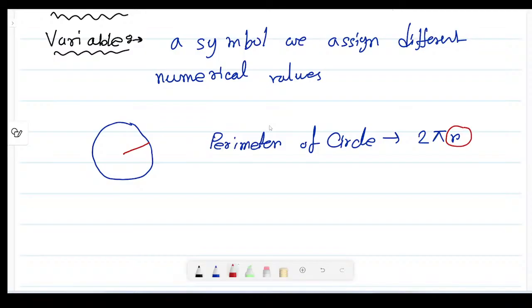Okay. So another example, we may use x also, y also, and different English letters and also Greek letters like alpha, beta, gamma, etc. We can use these as a variable. Okay.